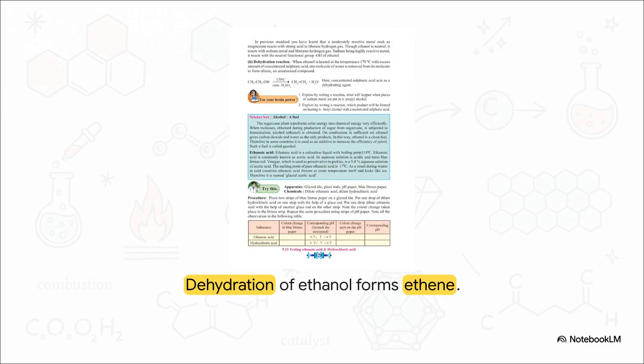Another incredibly vital reaction to know is dehydration. And just like it sounds, dehydration means we're removing water. If we carefully heat ethanol with an excess of concentrated sulfuric acid at exactly 170 degrees Celsius, that acid acts as a powerful dehydrating agent. It forcibly yanks one entire water molecule right out of the ethanol, leaving us with an unsaturated compound called ethene.